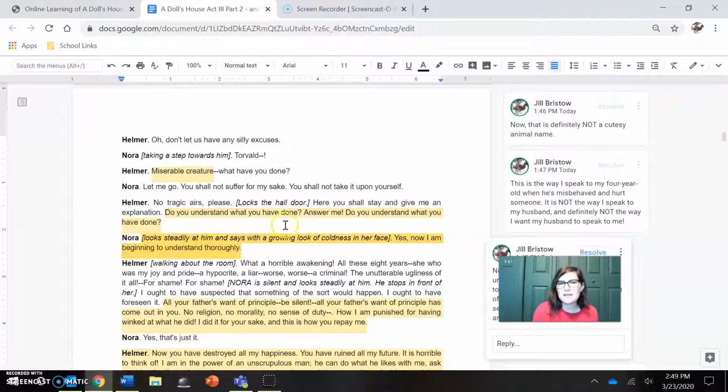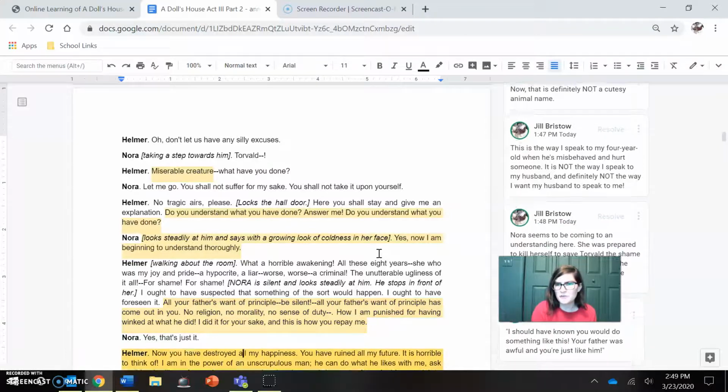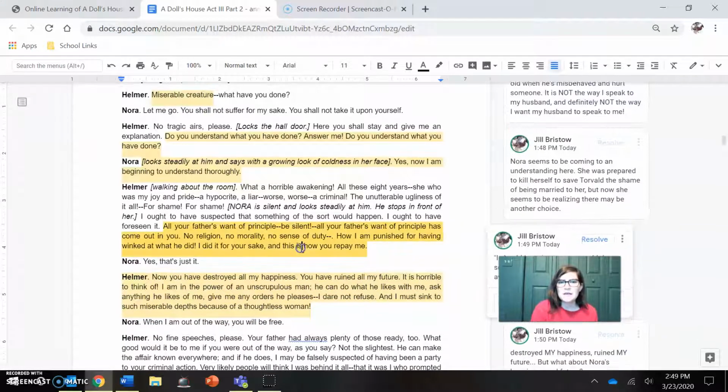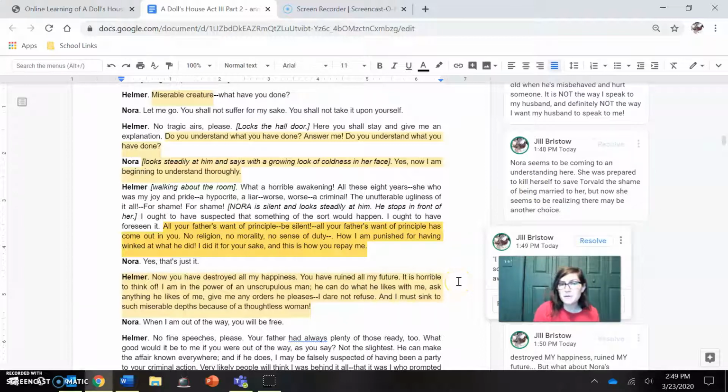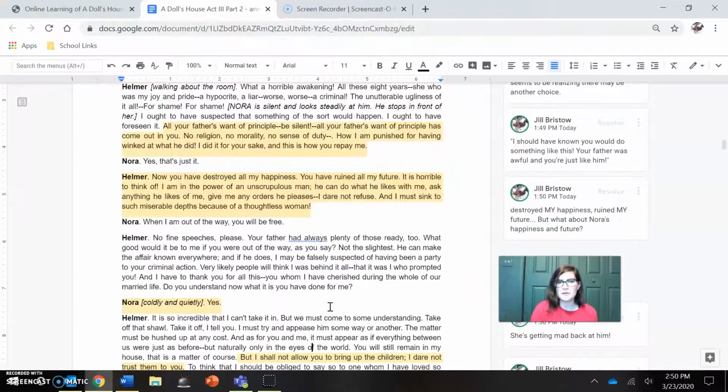Nora looks steadily at him, and then we have the stage direction, a growing look of coldness in her face. She's starting to understand the way he's treating her. She is starting to notice. He blames it on her father because her father was a bad person. He's like, your father was a man without principle. He had no principles, so of course you're the exact same as him. You've destroyed all my happiness. You've ruined my future. I am in his power. He can do what he likes with me, anything he likes of me. Give me orders. Blah, blah, blah. Me, me, me, me, me. Very self-centered, what Torvald is saying.